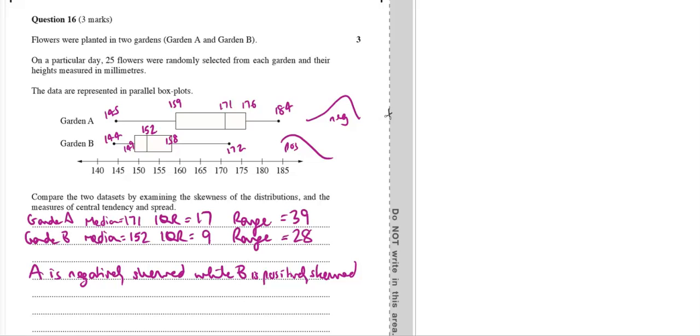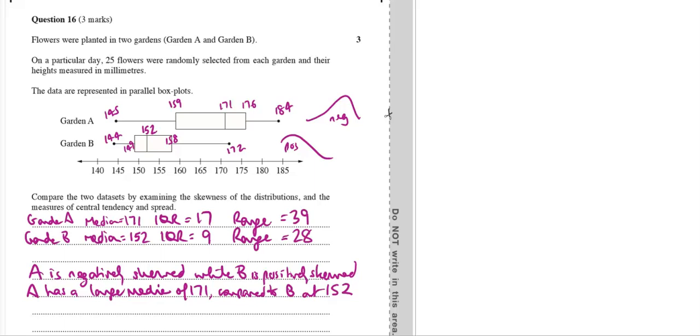Now I'm going to talk about central tendency, and I'm going to refer to the medians, and I'm going to use the numbers. A has a larger median of 171 compared to B at 152. So that's my comment on central tendency.